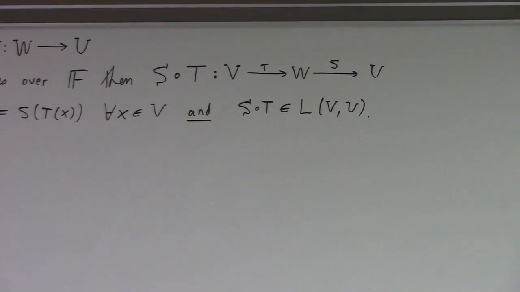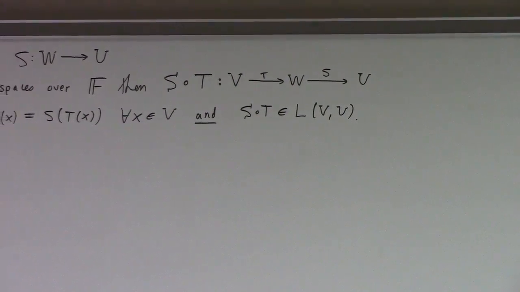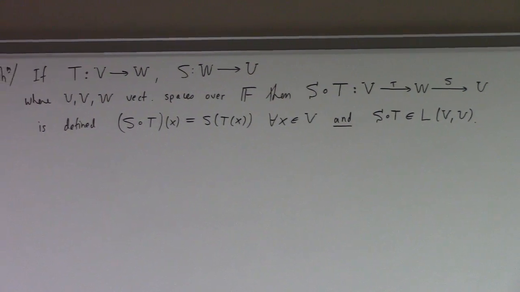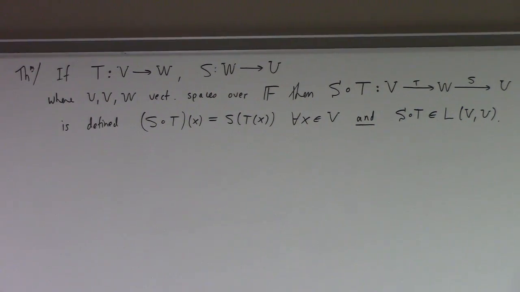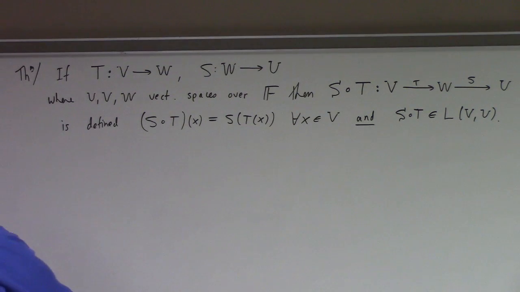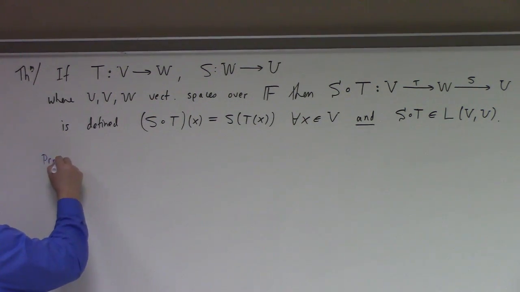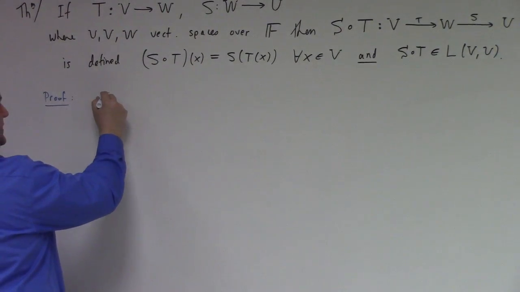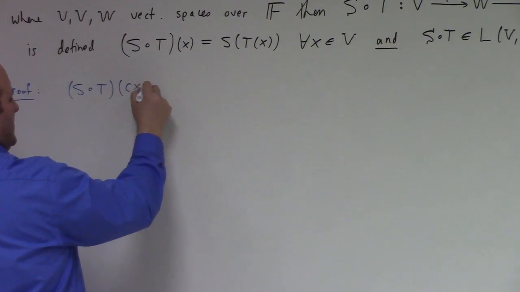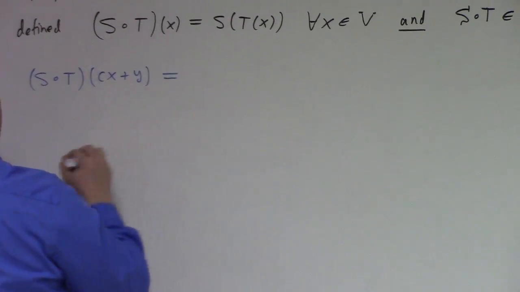So let me put it into words. If you can reasonably compose two linear transformations, if they're composable, in other words, they have matching domains and ranges in the appropriate way, then the composite is itself a linear transformation again. I didn't prove these because they're so boring to prove I just can't bear it. This one I'll prove because it's important for you to see one of these. So here's the proof. What do we gotta do? We look at S composed with T of, let's say, Cx plus y. And what do I want to assume?